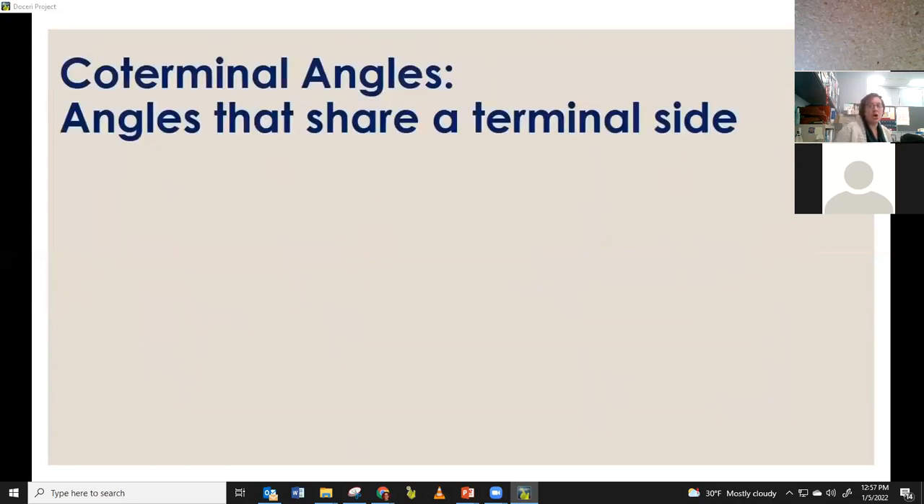We're going to talk about something called coterminal angles. These are angles that share a terminal side. What is the terminal side of an angle? What do I mean by that? The terminal side of an angle is where that angle does what? It's where it ends. Yes. Where the angle ends.